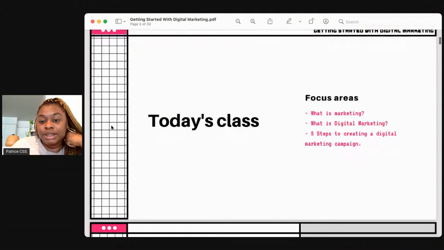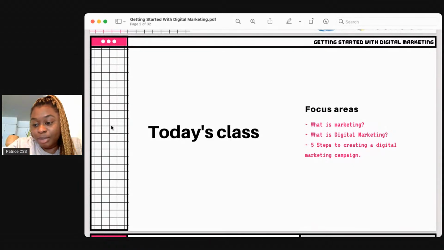So what we're going to go through today, first of all, I'm going to go through what marketing actually is, okay? Because marketing is such a loaded term. It's a very, very broad umbrella. Underneath that, you get advertising, PR. There's so many different things that fall under marketing. And so I want to make sure that I'm clear with you guys on what marketing is.